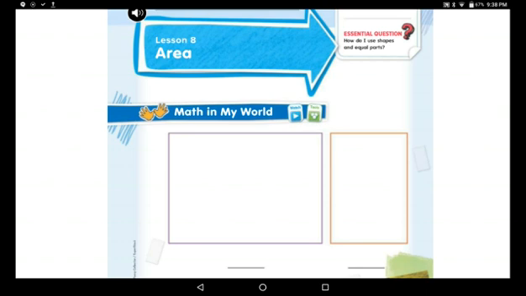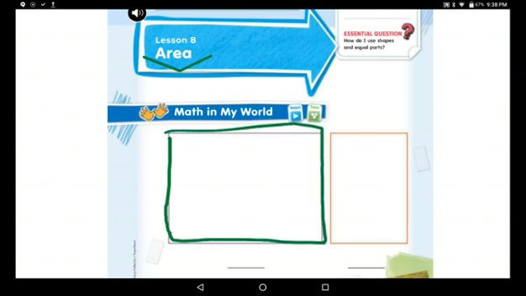Lesson 8 will be about area. What's the meaning of area? The area is the place, right? Area means the place. This is an area, right? This hole is an area. And this area is bigger than this area, the orange one, right?